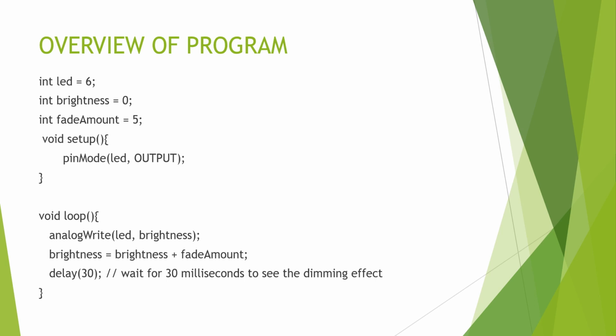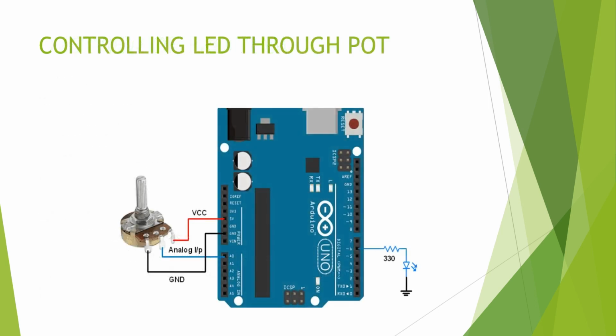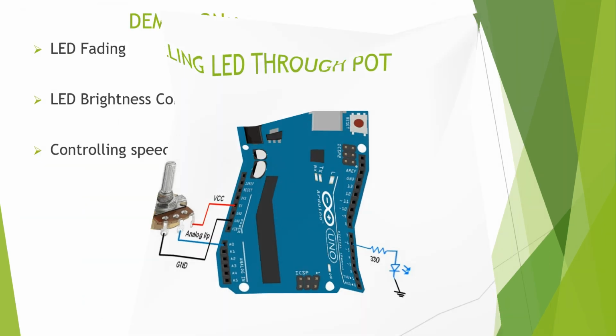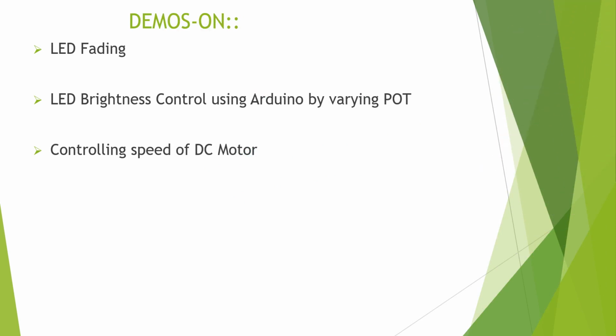So I am going to the demo portion. Now it looks like my previous one, where I used the potentiometer. In the second demo I will control the LED using the potentiometer. Whatever amount of knob I shift left or right on the potentiometer, accordingly the LED or DC motor or any other device will be affected. So these are the demos I am going to discuss. LED fading, how to fade the LED. Fade means just changing the brightness. Next, LED brightness control using the Arduino by varying the potentiometer.